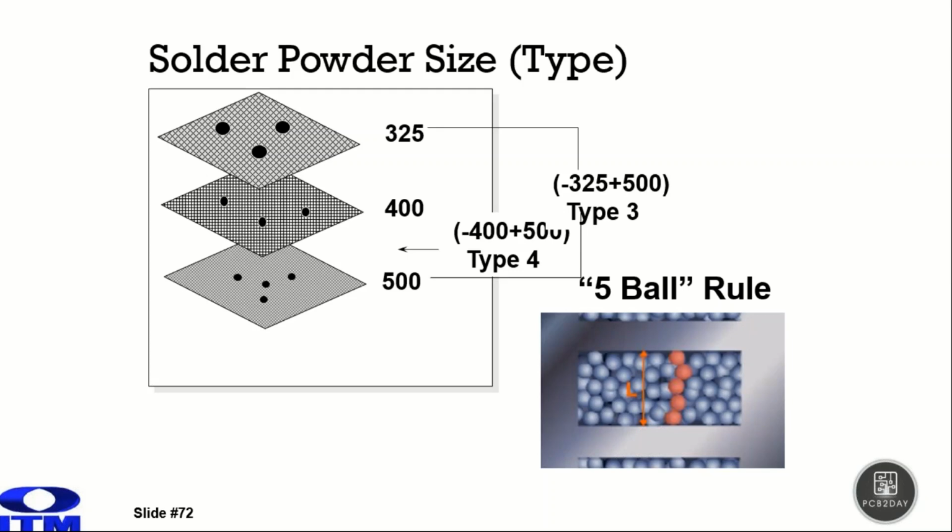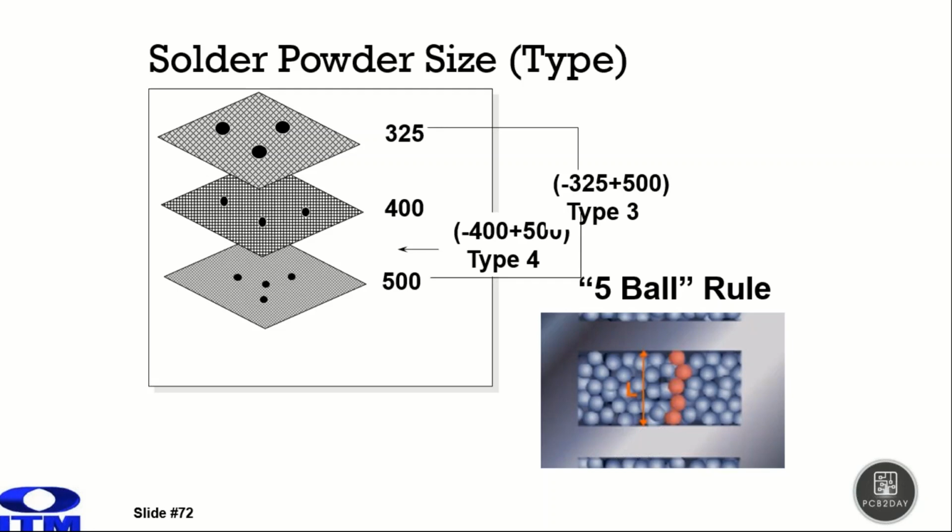If you have a type 4 paste, which a lot of people are using nowadays because we've gone down in size, I'll find a picture to show you how that corresponds. That means the largest ball cannot go through a 400 openings per inch mesh, and the smallest ball can't go through a 500. So now we're talking about basically a mixture, a modulation of smaller balls.